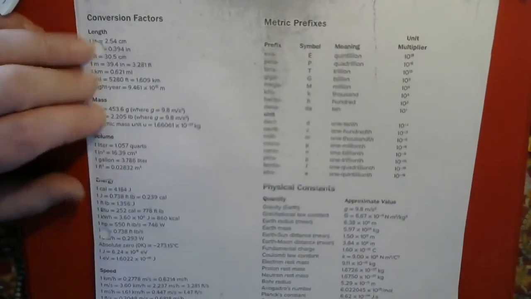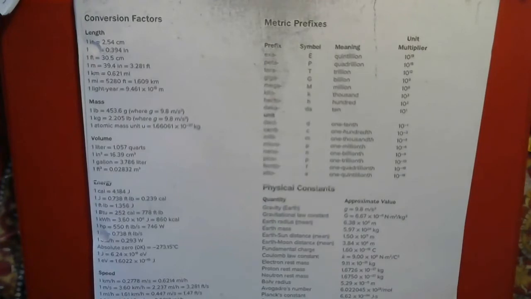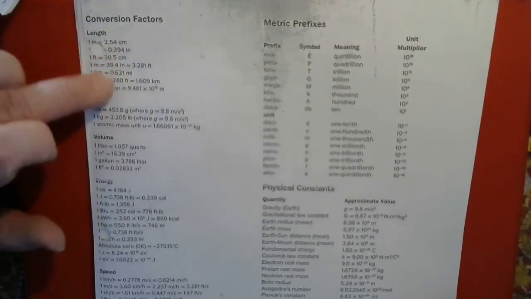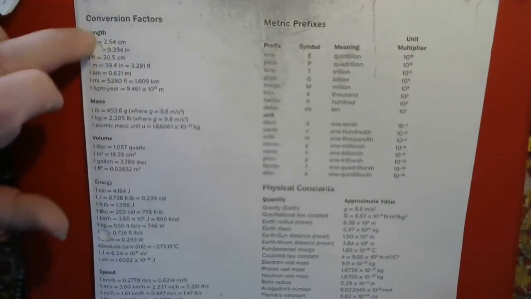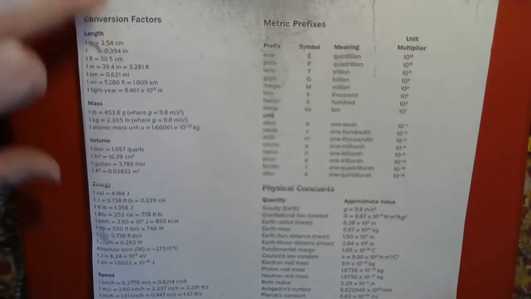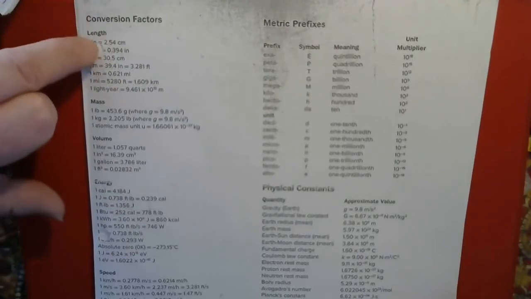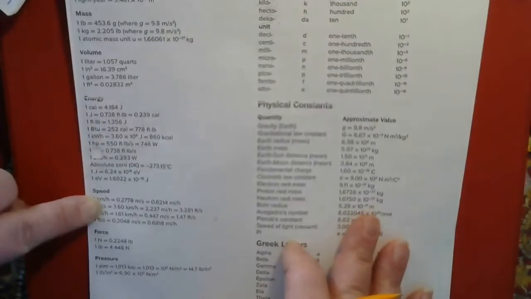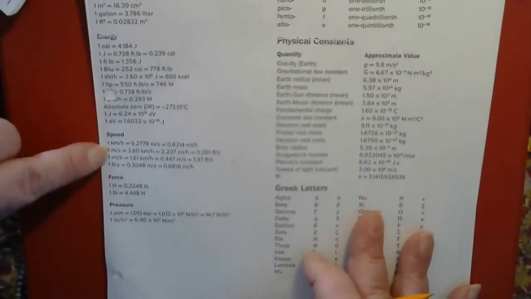There is a very useful and extensive conversion factor sheet that comes from another book, not the one we're using, but a different book, which I have posted on D2L. And this gives conversion factors between English and metric, and also from one English unit to another for length and mass and volume and energy and speed.